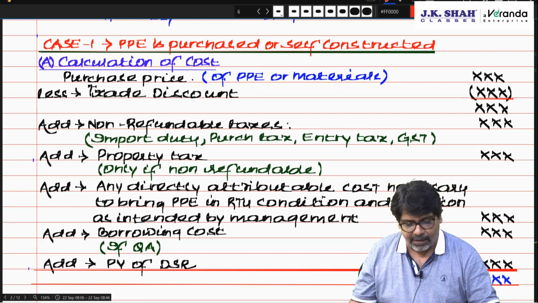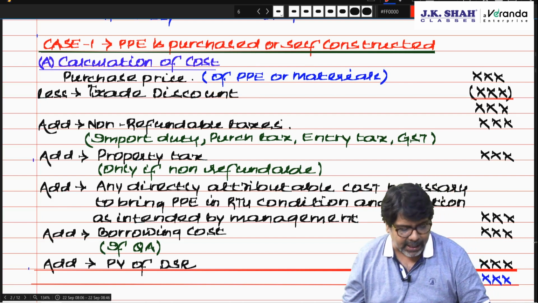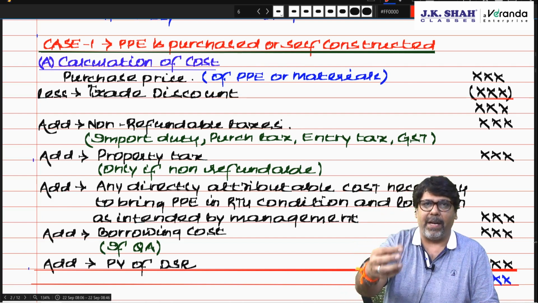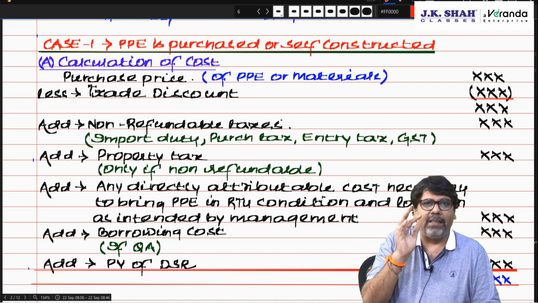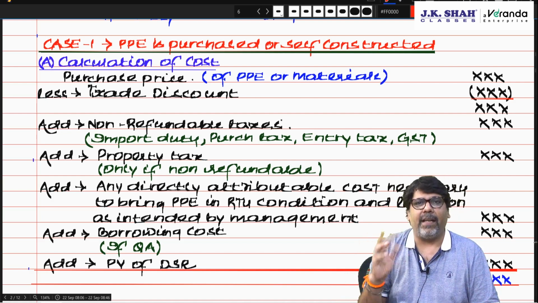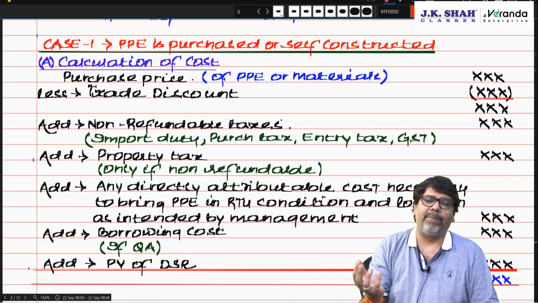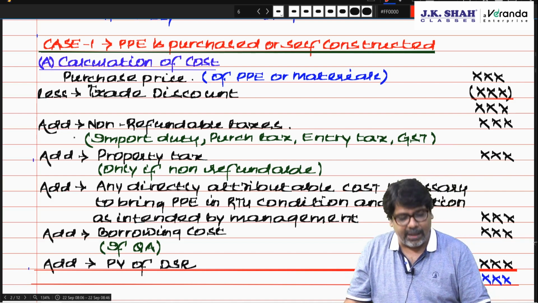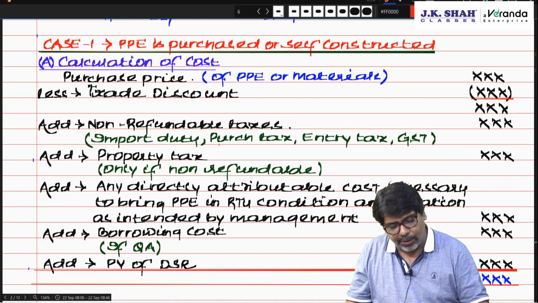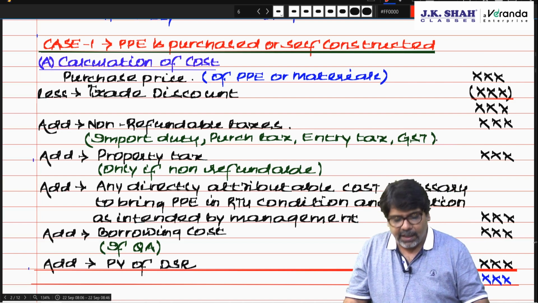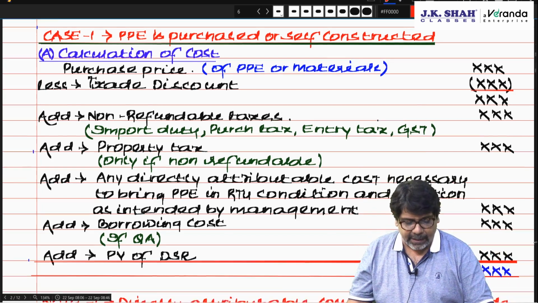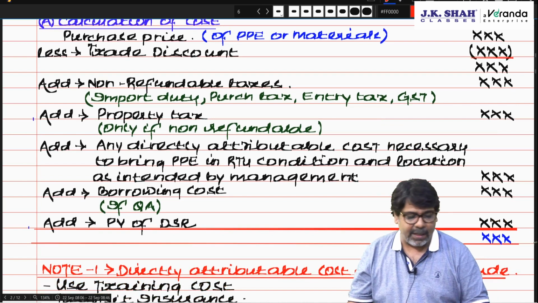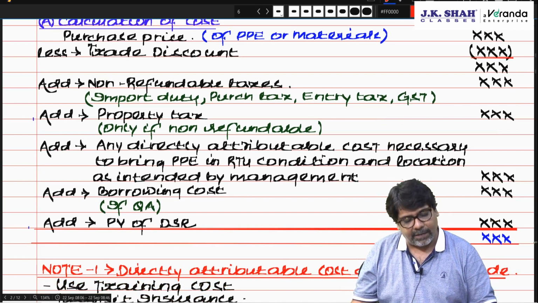Add non-refundable taxes. That means those taxes which I have paid, which will not be refunded or adjusted, like GST input tax credit. That GST on which I am not getting an input tax credit should be added over here. Non-refundable taxes: import duty, purchase tax, entry tax, GST whose ITC I am not getting. Am I clear? Property tax only if it is non-refundable.